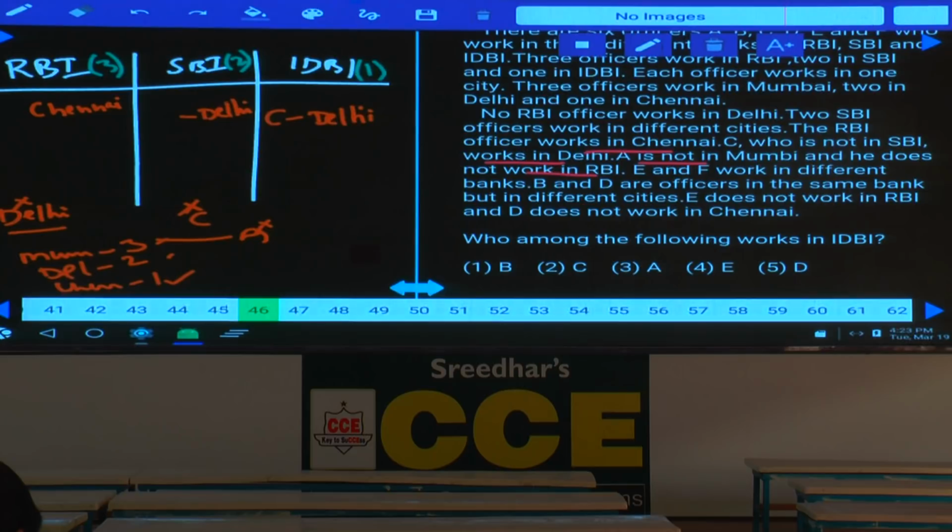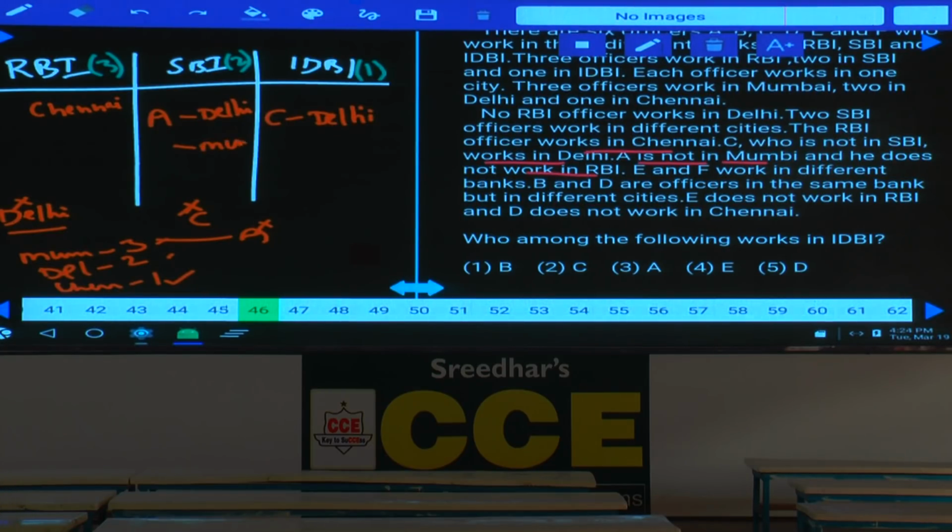Must be Mumbai. Now whether this A belongs, A is not in Mumbai. As A is not in Mumbai, A must be Delhi. Clear now? Now we are able to fix this A as well. A is from Delhi. Then next one. Now 2 Delhis are gone and Chennai is one, and the remaining must be Mumbai.